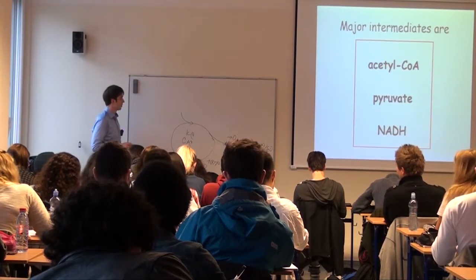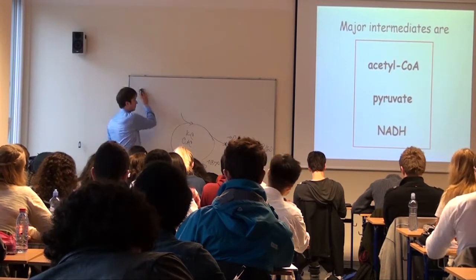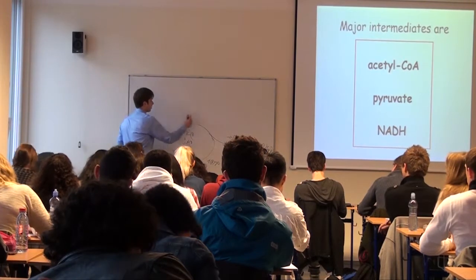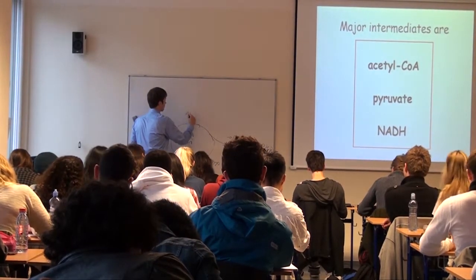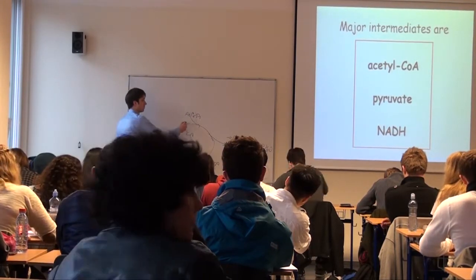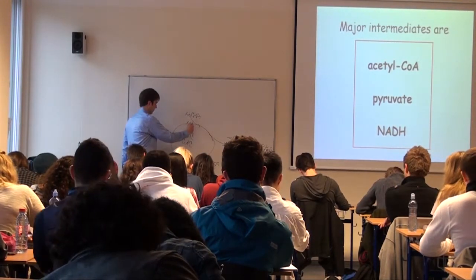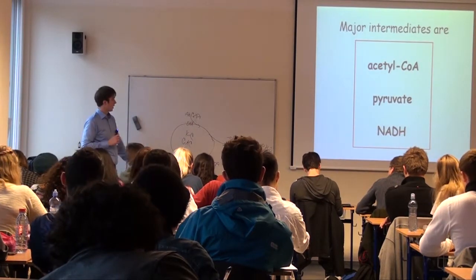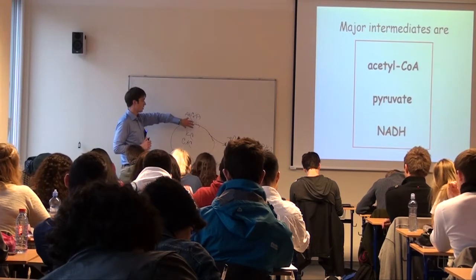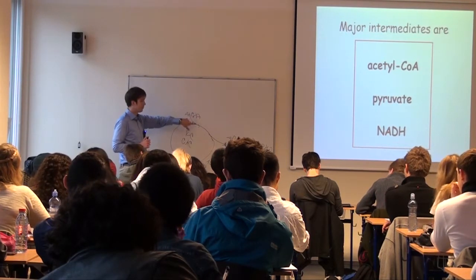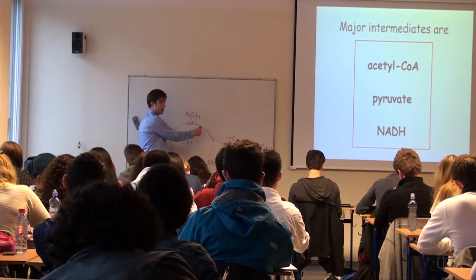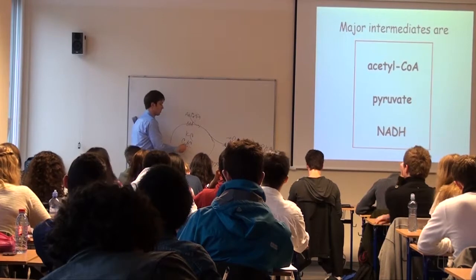What's the substrate for the Krebs cycle? Acetyl coenzyme A together with oxaloacetate. If these two compounds, acetyl coenzyme A and oxaloacetate, react together, you produce what? Citrate or citric acid. And therefore it's called citric acid cycle.